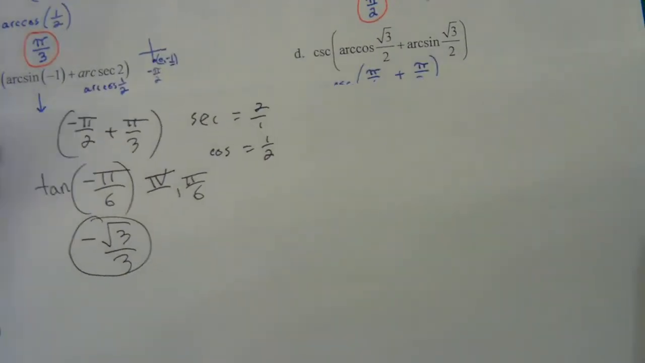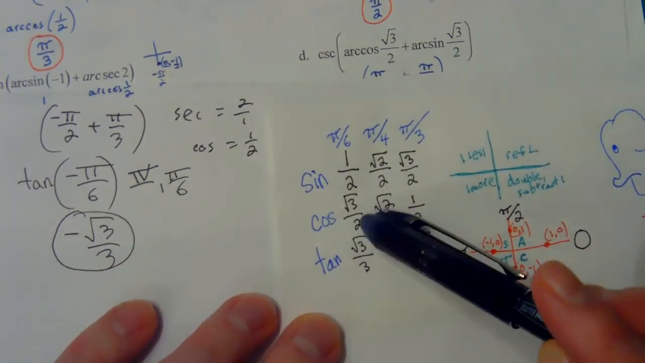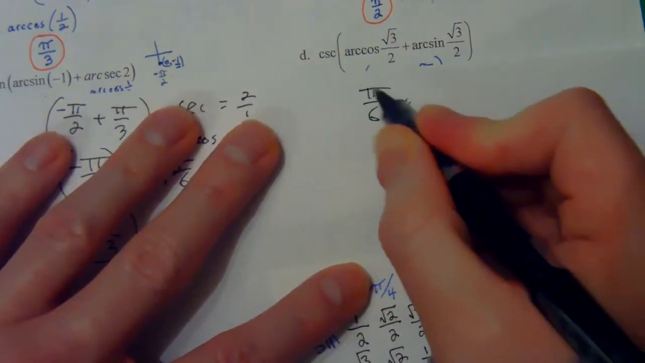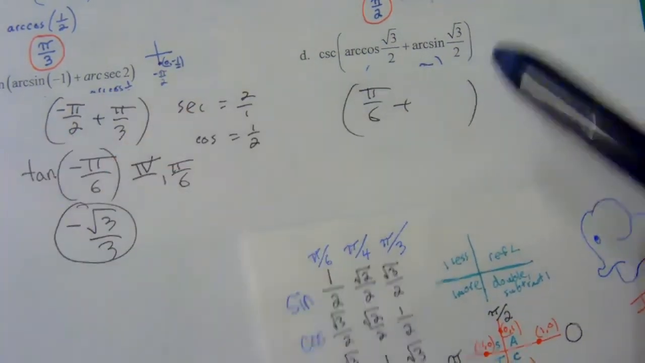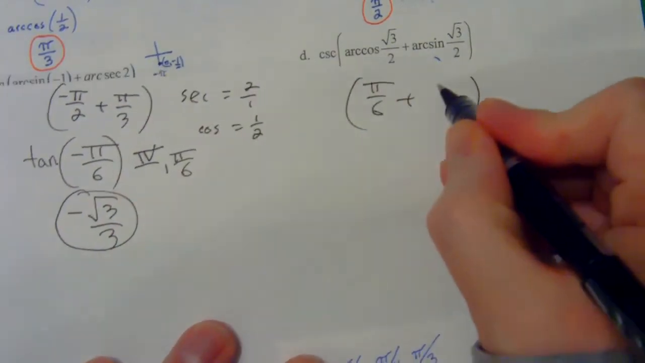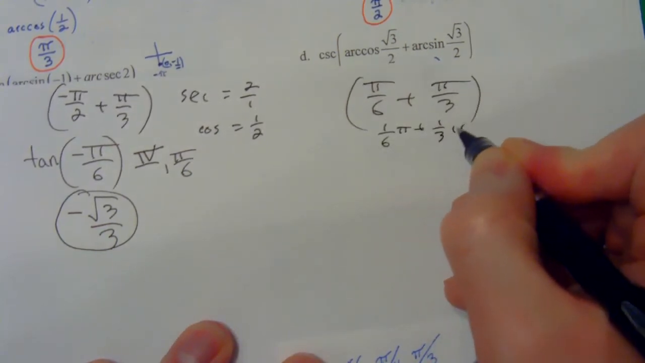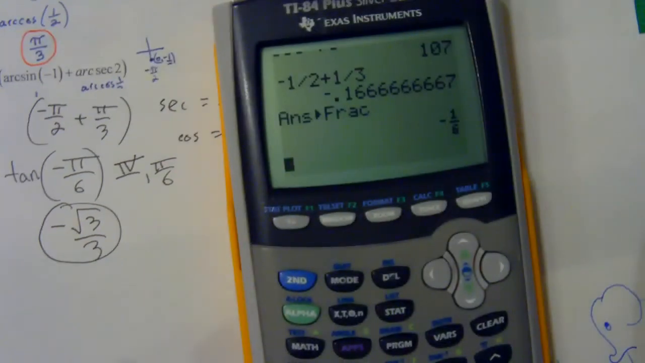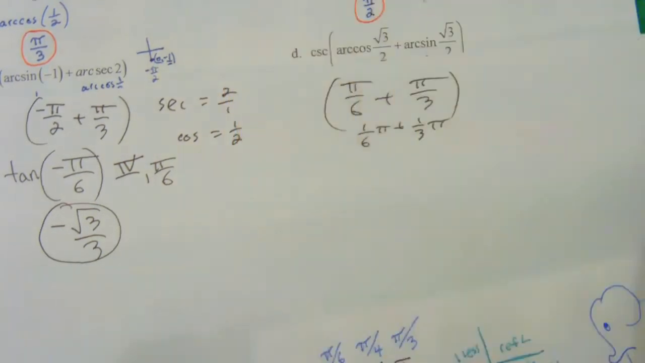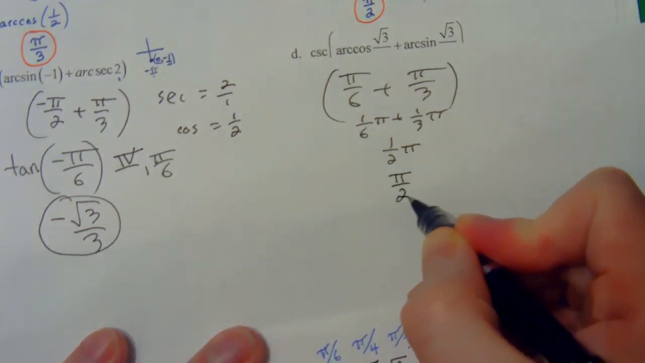And then one more of those. When I do arc cosine of radical 3 over 2, that's the angle whose cosine is radical 3 over 2. So that first part is going to be a pi over 6. And then this is arc sine of radical 3 over 2. So that's the angle whose sine is equal to radical 3 over 2. That angle is pi over 3. And again, that's like 1/6 pi plus 1/3 pi. And if you need to do that in the calculator, you can just go 1/6 plus 1/3. Might give you a decimal, well, that's just 1/2. So that's like 1/2 pi, which is the same thing as pi divided by 2.